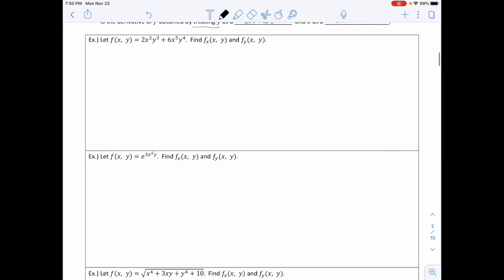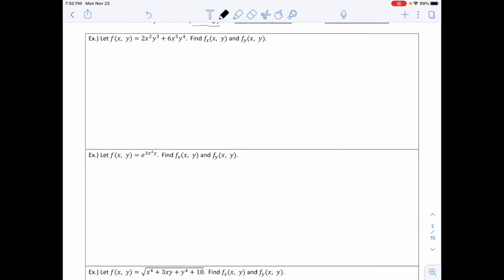So the example right below this says, let f of x y equal 2x squared y cubed plus 6x to the 5th y to the 4th. Find f sub x of x y and f sub y of x y. So what this is asking for the first one is the partial with respect to x. Now what that means, again, if you look back on the bottom of the previous page, means take the derivative of this with respect to x, treating y as a constant. So y is just like a number. So imagine it as just a number.